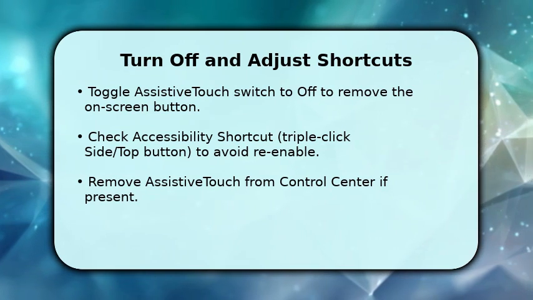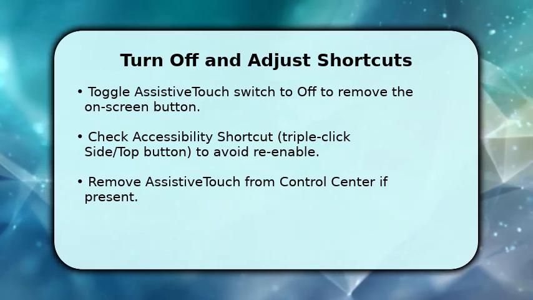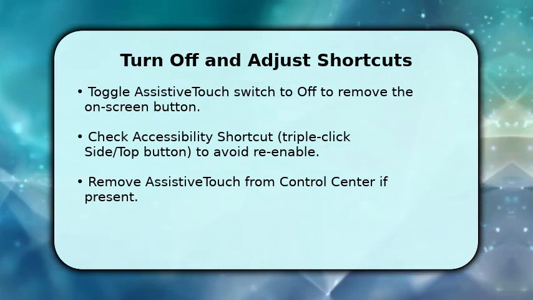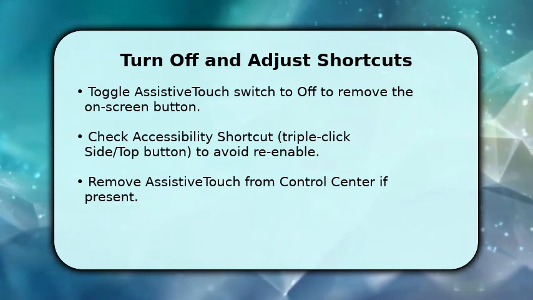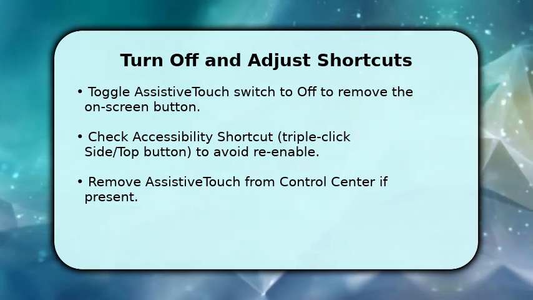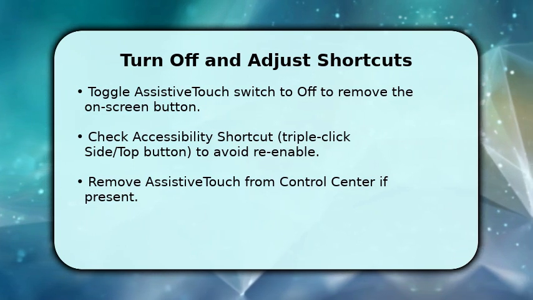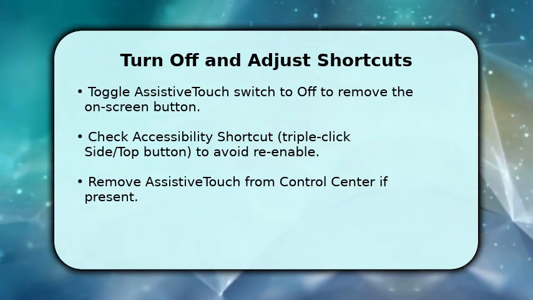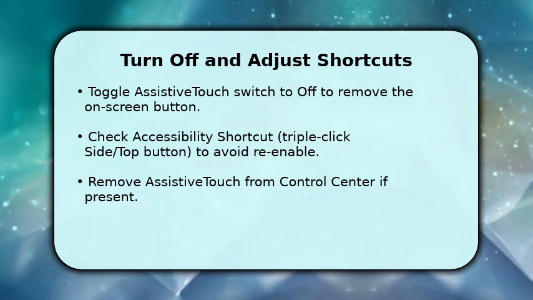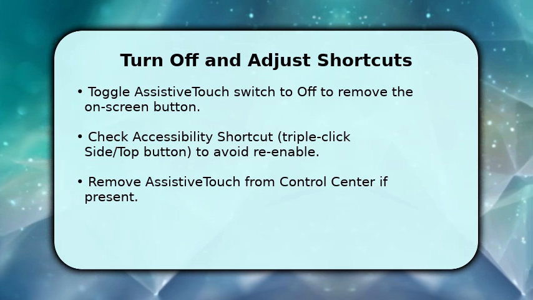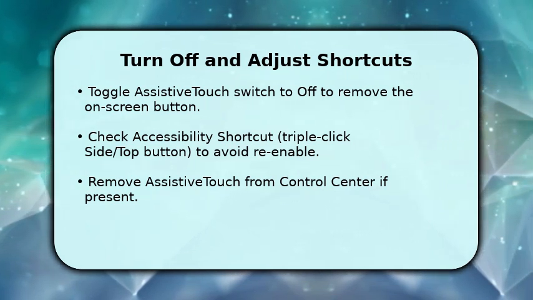Once done, tap back to Accessibility Shortcuts and make sure AssistiveTouch isn't assigned to a triple click, because that shortcut can re-enable it unexpectedly. Also check Control Center settings and remove AssistiveTouch from included controls so a swipe up or swipe down won't turn it back on. These steps ensure the feature stays off rather than returning via shortcuts or quick access gestures.